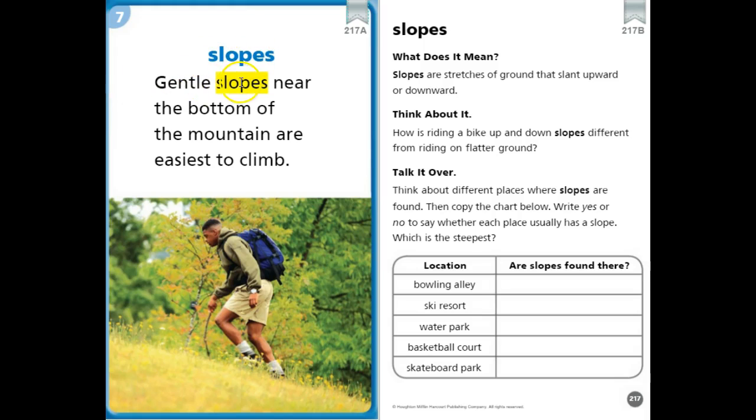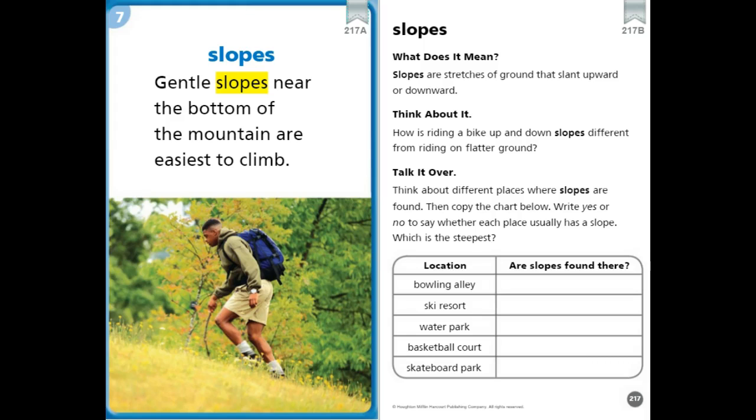Slopes. Gentle slopes near the bottom of the mountain are easiest to climb. Slopes are stretches of ground that slant upward or downward. How's riding a bike up and down slopes different from riding on flatter ground?